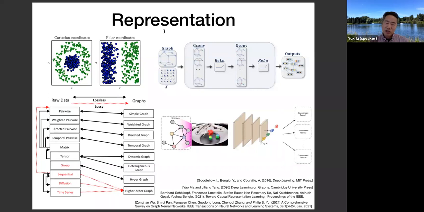One thing about deep learning, why it's so powerful, is representation. Deep learning can help achieve very good representation of the data points. For example, from this left corner, if we use Cartesian coordinates, we need a circle to differentiate the blue from the green. But if we put them into polar coordinates, we can just use a straight line to separate them. A straight line is much easier to find than a circle. So that's about representation.